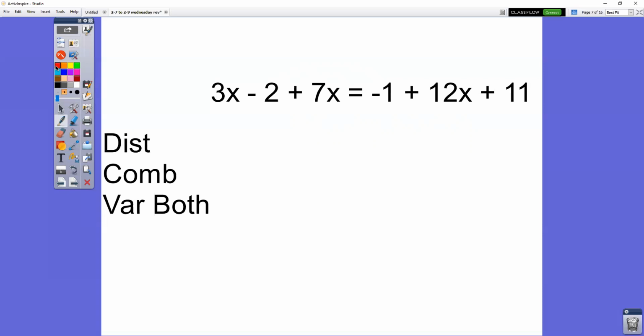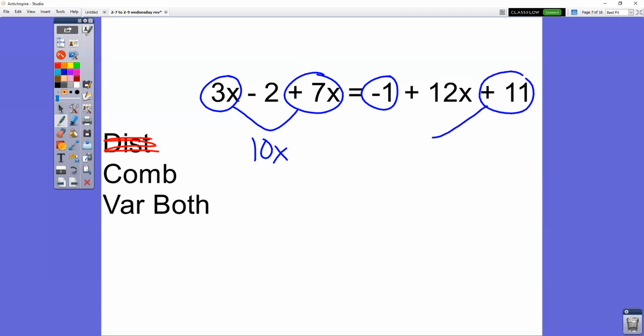So the first thing that we're going to look for is distributive property. In this particular question, there are no parentheses. We do not have the distributive property. So the next thing is combining like terms. I have letters on the same side of the equal sign. 3x plus 7x is 10x. I also have plain numbers on the same side of the equal sign. -1 plus 11 is 10. So now I'm just going to bring down everything else that I didn't use yet. So bring down your -2, bring down your equal sign, bring down your plus 12x.